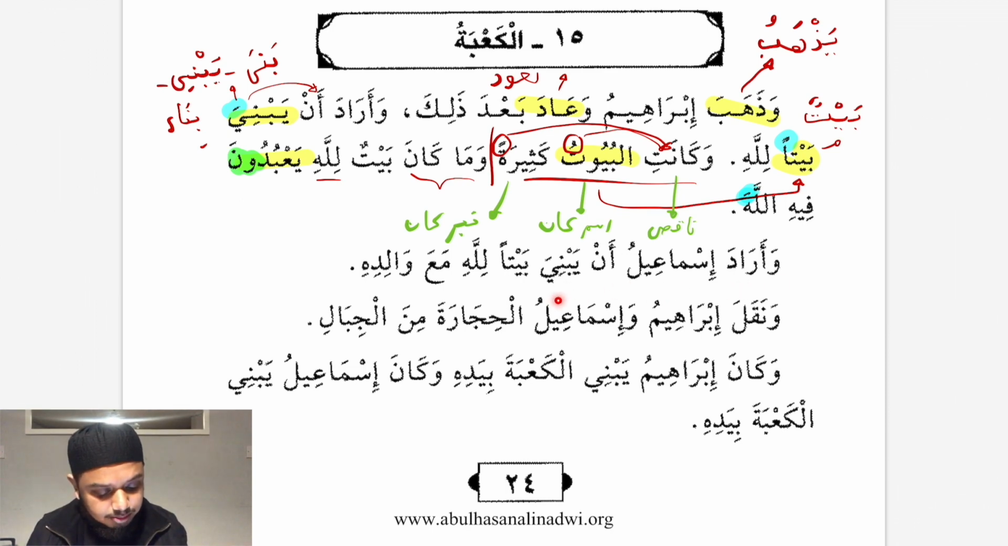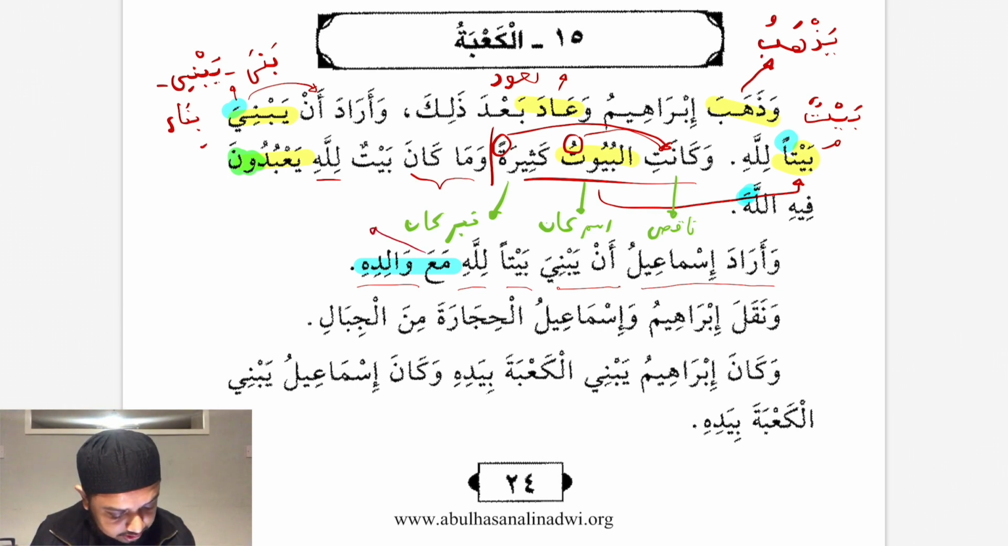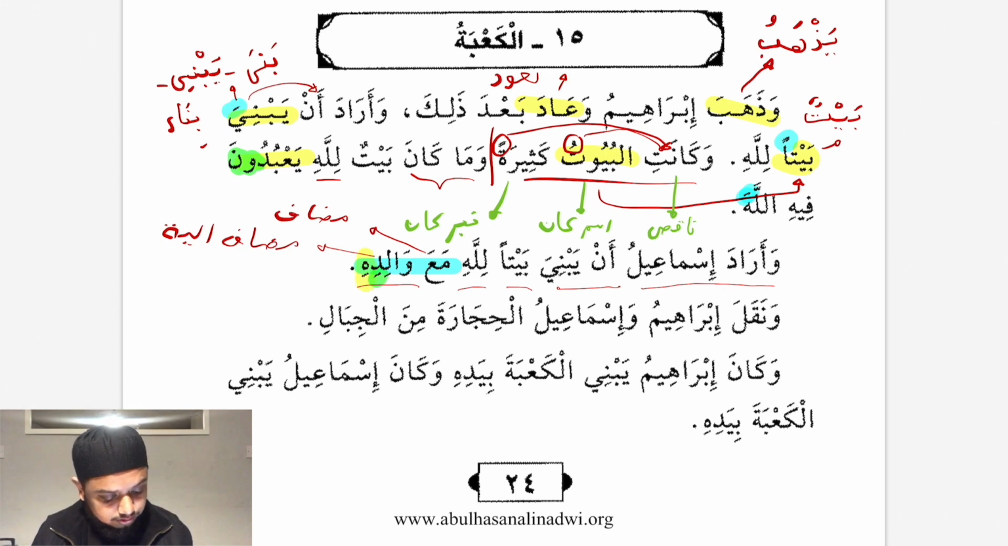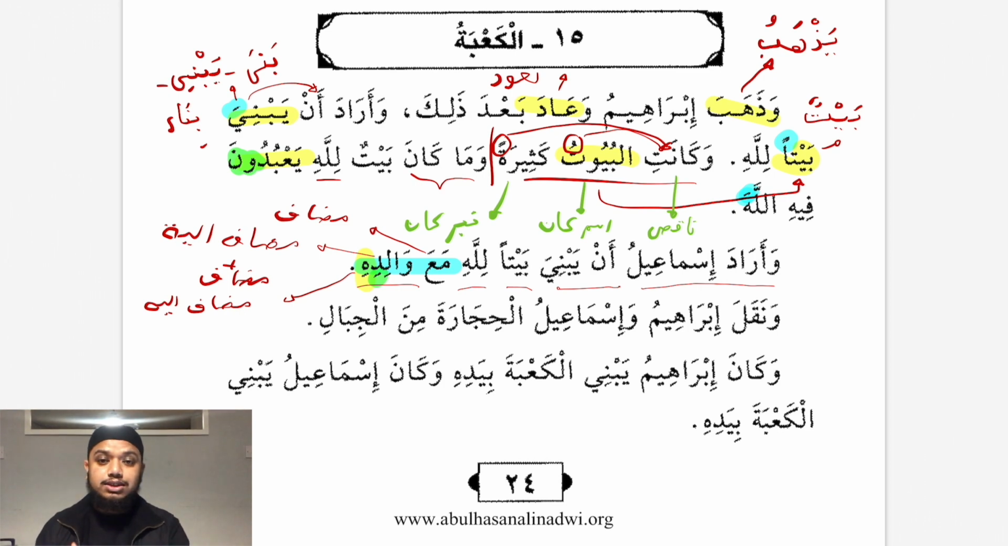وأراد إسماعيل أن يبني بيتا لله مع والده. وأراد إسماعيل, and Ismail alayhi الصلاة والسلام intended أن يبني, to build, بيتا, a house, لله, for Allah Kareem Azza wa Jal, مع والده, with his father. We know that ma'a means with, and it always comes as mudaf, mudaf ilayh. So ma'a is mudaf, walid is mudaf ilayh. That's why it is majroor, that's why it has a kasra, but it's also mudaf as well, of the ha dhamir here. So walid is mudaf ilayh and mudaf, and the ha dhamir here is mudaf ilayh. So ma'a walidihi means with his father.